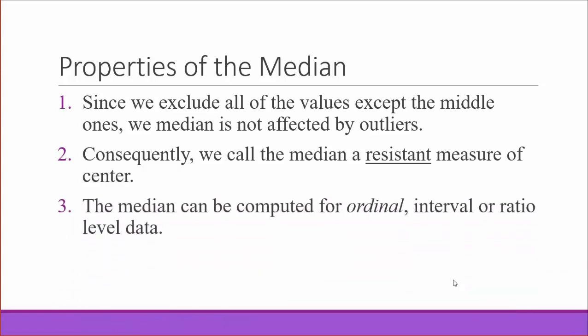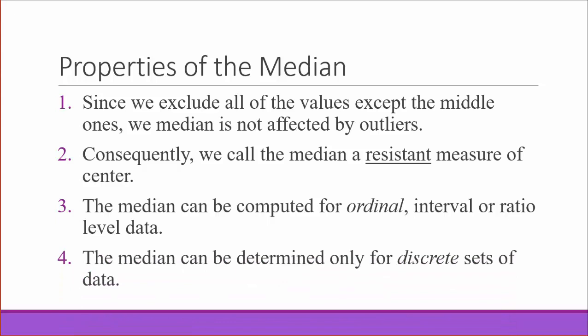Also, the median can be computed not only for interval or ratio level data, but for ordinal data as well. So it's possible for the median to be a word, so to speak. Like when we rank things like fair, good, excellent, one of those could be the median if we sort all the data from least to greatest. So the median can be computed for the top 3 levels of data measurement. And the median works best for discrete sets of data, and typically we want it to be a fairly small, finite number too.